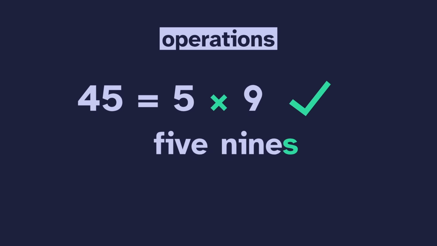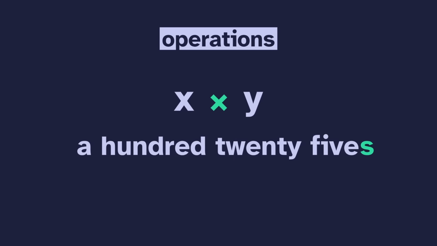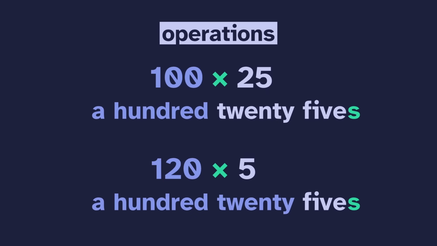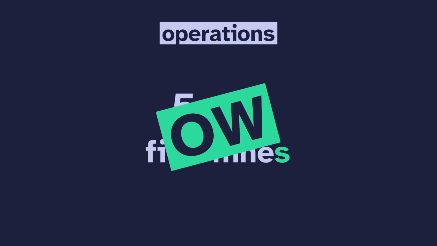Okay, that works. But still, sometimes this method is oozing. Oozing? Short for confusing. That's confusing. I think you mean oozing. What if I say 125s? Oh, that could mean 100 times 25 or 120 times 5. Yeah, so if it's oozing, it's hib, but if it's not, it's ow. This feels like a fever dream.